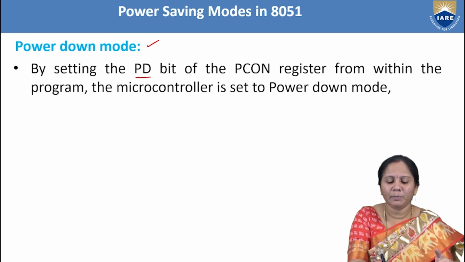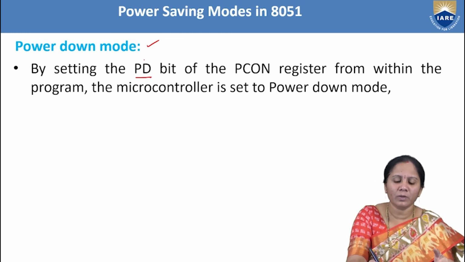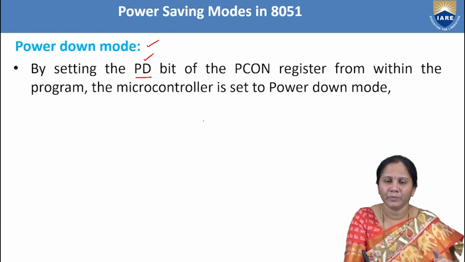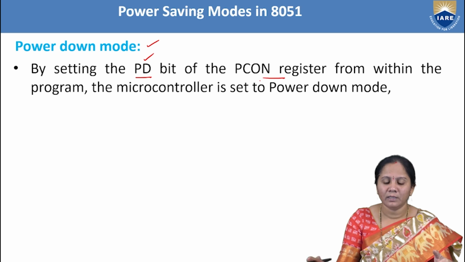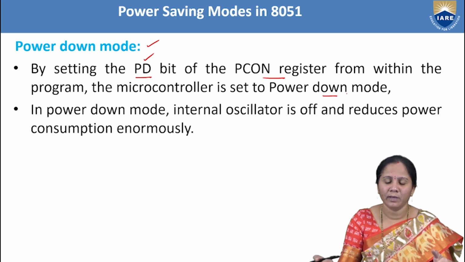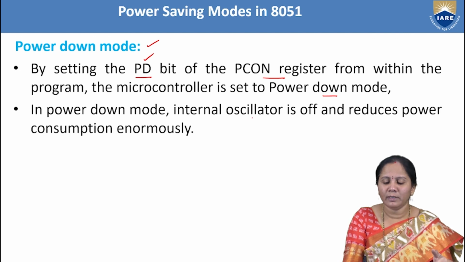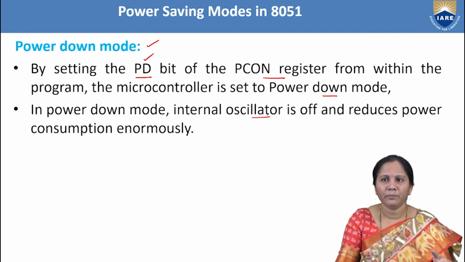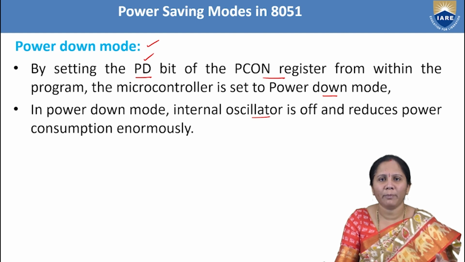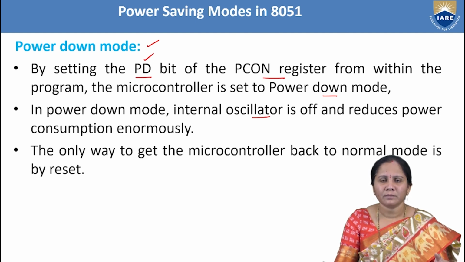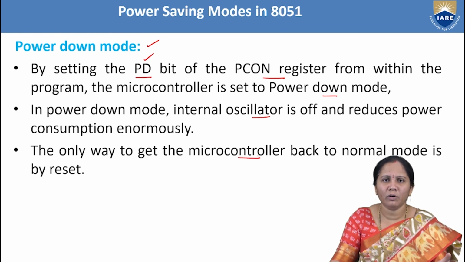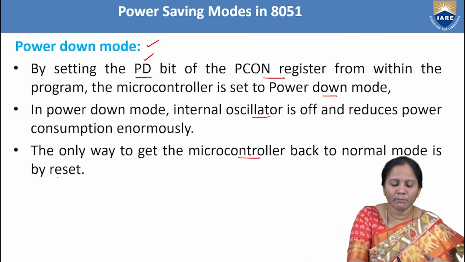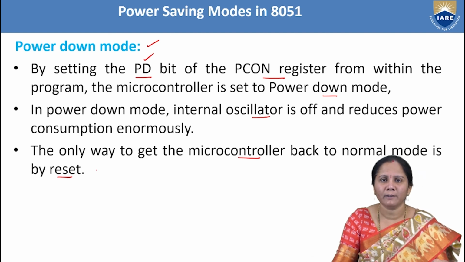Here in the PCON register, again we can observe one bit which is called the PD bit. When this PD bit of the PCON register is set, the microcontroller will be operating in the power down mode. In the power down mode, the internal oscillator is off, and it reduces the power consumption. The only way to get the microcontroller back to the normal mode of operation is by simply clicking the reset button.